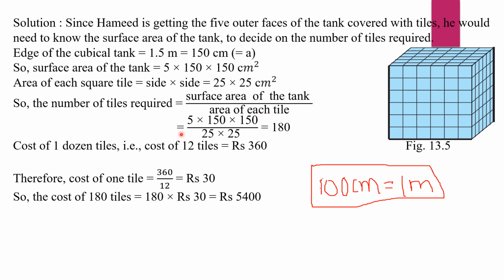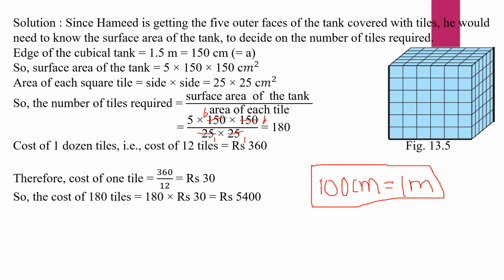Understood this point? Right. That is equal to, what is the surface area of the tank? Yes, 5 into 150 into 150. We substituted that value in the numerator, divided by, what is the area of each tile? Yes, 25 into 25. We substituted this number in the denominator. Understood this point, my children? Right. Now let us simplify these numbers. Here 25 1 times, 25 1 times, here 25 6 times. Okay, my children. Similarly here also 25 1 times, here 25 6 times.